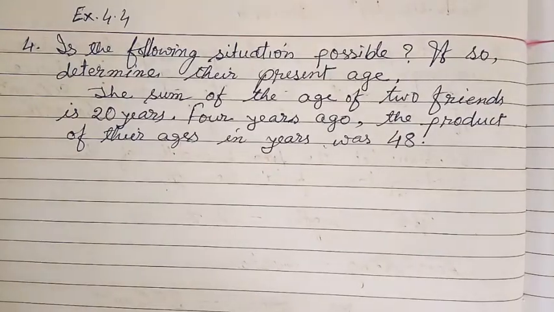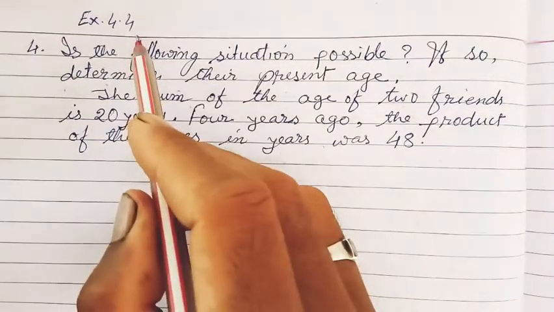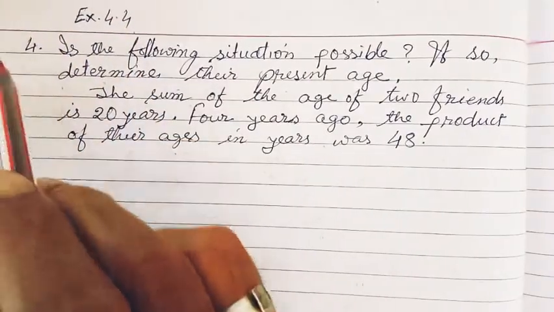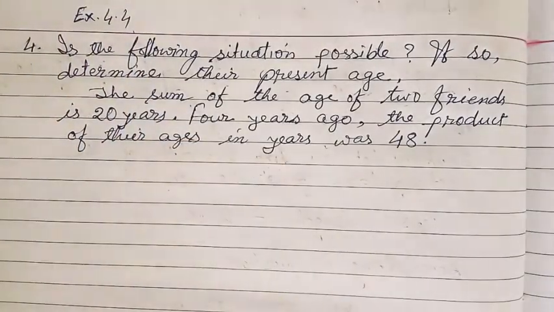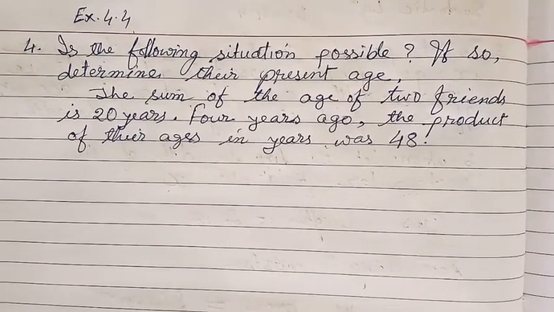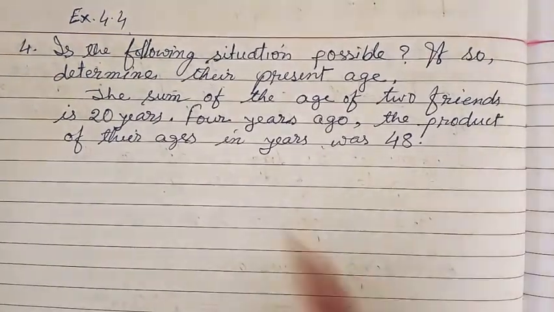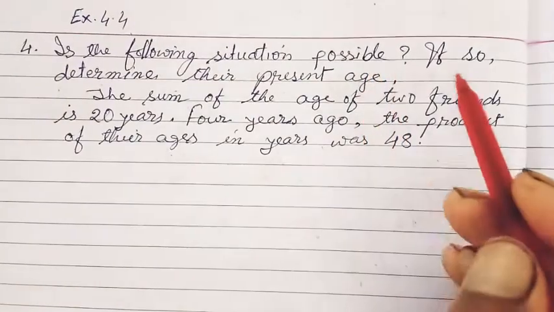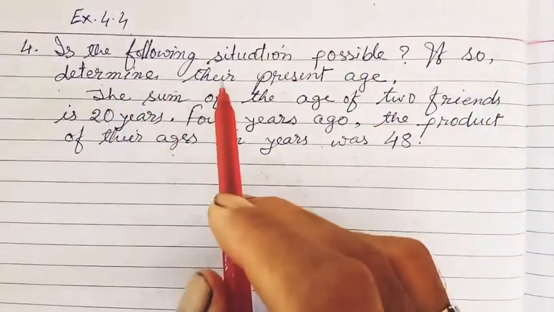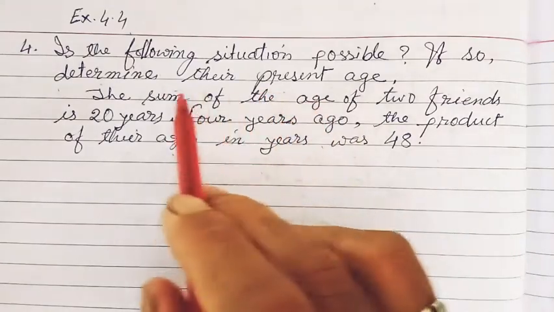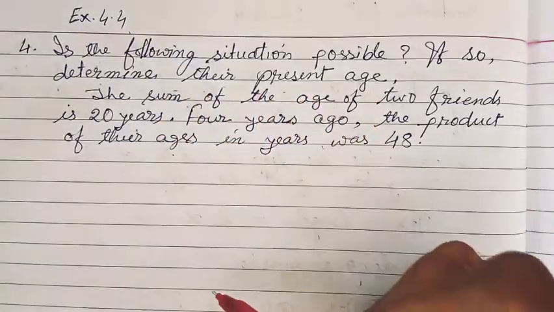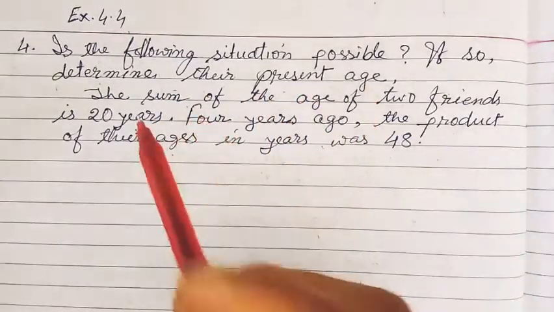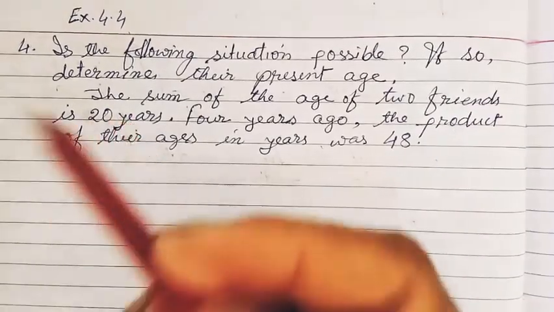This is from the chapter Quadratic Equation, exercise 4.4, question number 4. Is the following situation possible? If so, determine their present age. What is the situation?